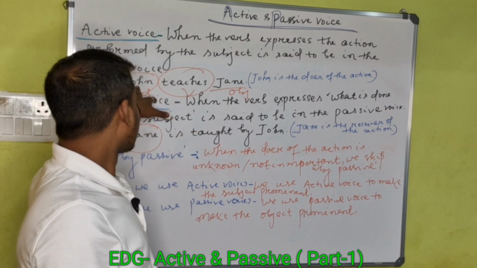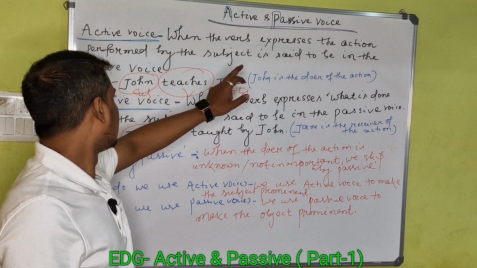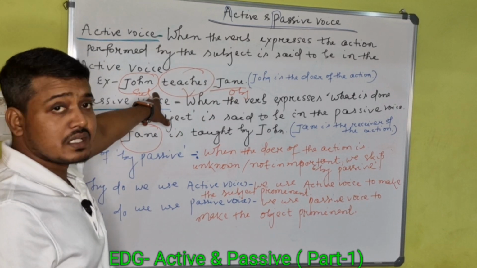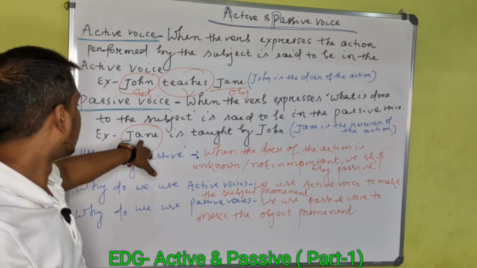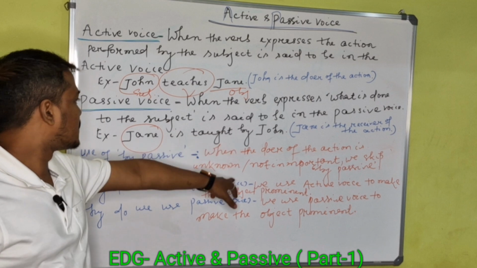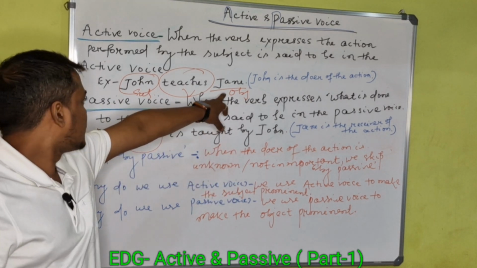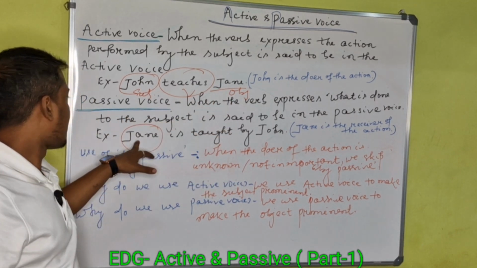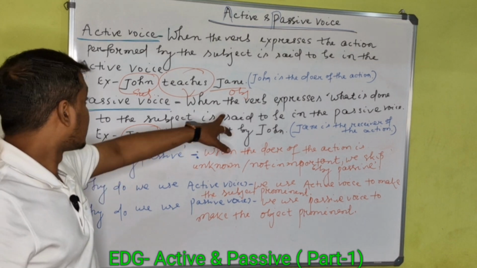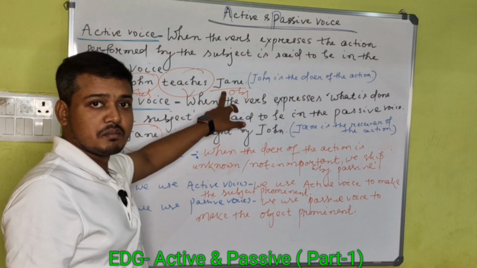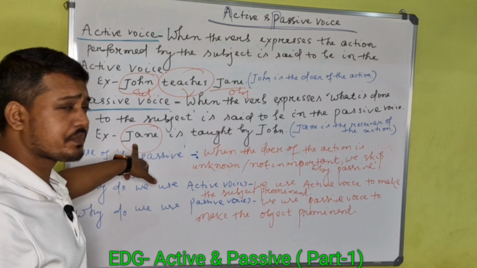Look at this. John teaches Jane. Here, the prominent part of the sentence is John. But here, Jane is taught by John. This Jane was an object over here, but now it is a subject.